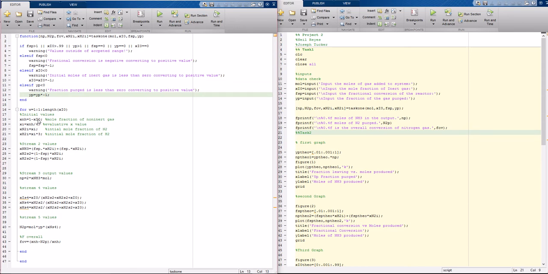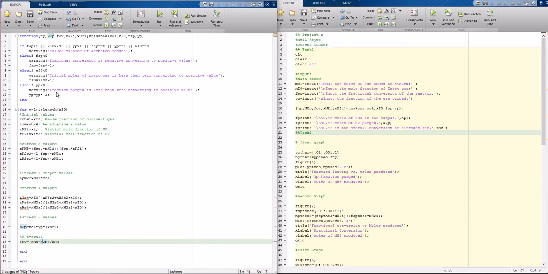Now, it's going to find how much nitrogen you start off with, and then how much hydrogen you start off with. Then it's going to pass it through the second stream, and figure out how much ammonia you have after all this is converted. And then, after it finds out how much ammonia you have, it's going to find out how much nitrogen you have left over after the nitrogen is purged. After the nitrogen is purged, you'll have this value, and then it's going to calculate the overall conversion of nitrogen.